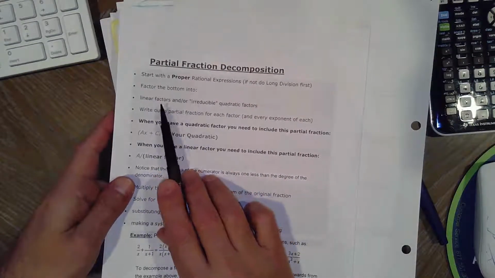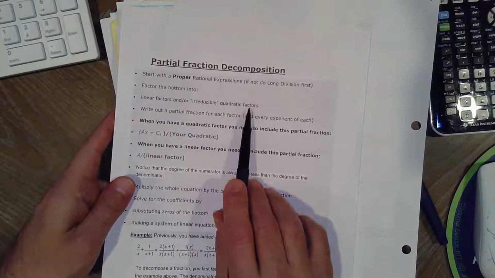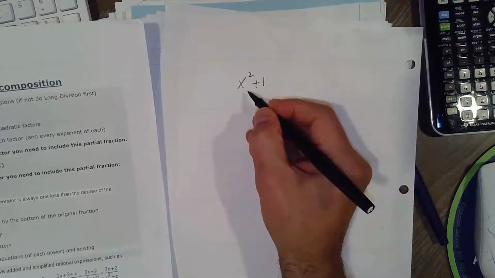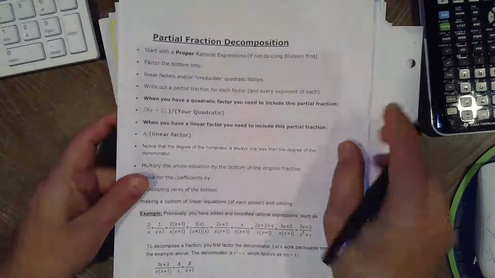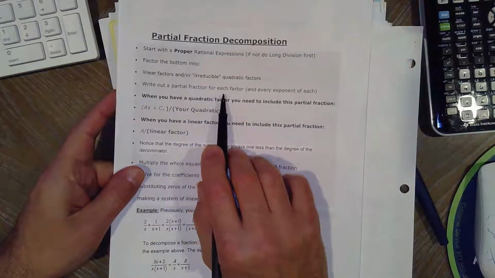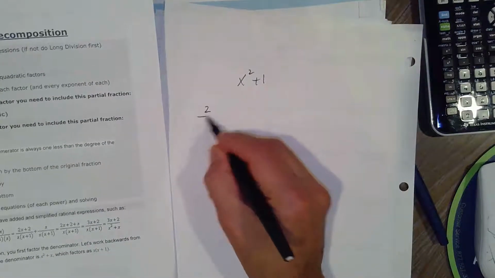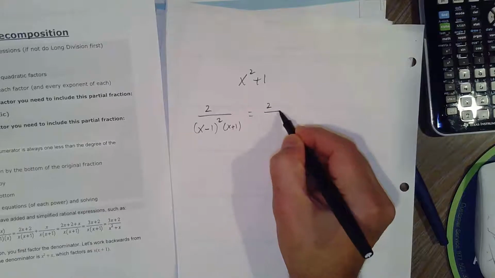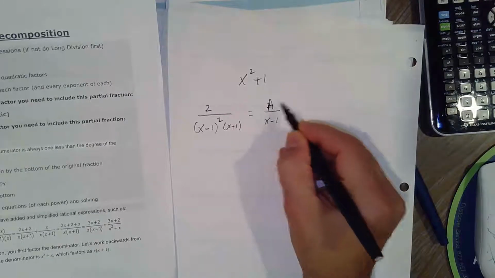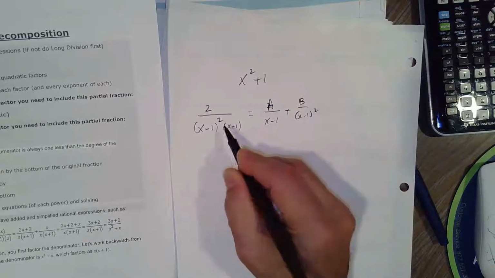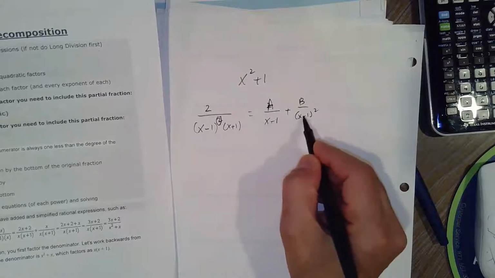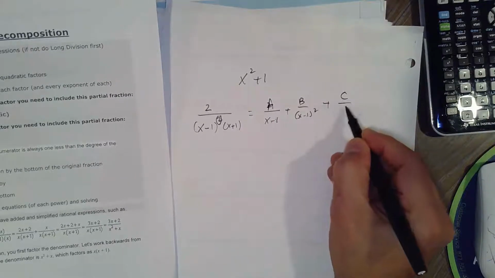Then you want to factor the bottom into either linear factors or irreducible quadratic factors. Irreducible quadratic, like you could end up with x squared plus 1. This is a quadratic, but you cannot factor it anymore. Write out a partial fraction for each factor and every exponent of each. Meaning if you have in the original one like 2 over x minus 1 squared times x plus 1, you write A over x minus 1, B over x minus 1 squared, and then C over x plus 1. Since the exponent is 2, you write two of them, one linear and the other squared.